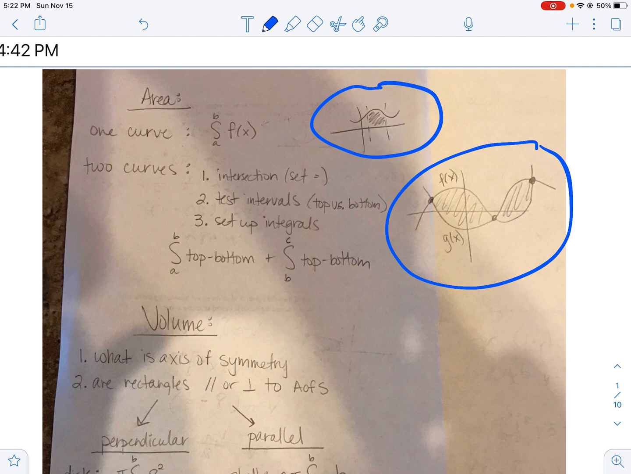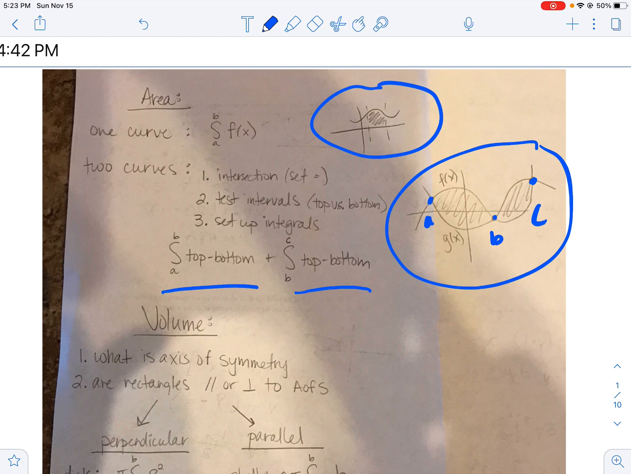You're going to integrate then from A to B of your top minus bottom, but then you're also going to possibly set up another integral from B to C of top minus bottom. Because you can see in my picture, if this is A, this is B, and this is C, from A to B, function f of x is on the top and g of x is on the bottom. So I would integrate it from A to B of f minus g. But from B to C, g is the top function now, and f is the bottom function. So I would integrate from B to C of g minus f. So it switches a little bit.